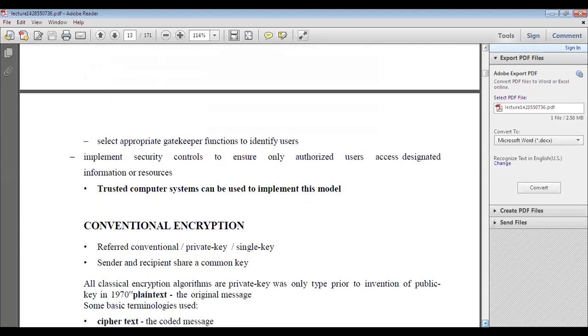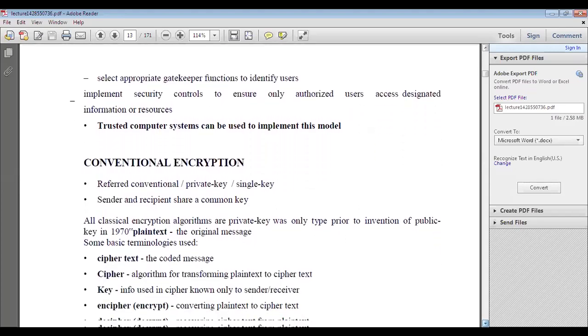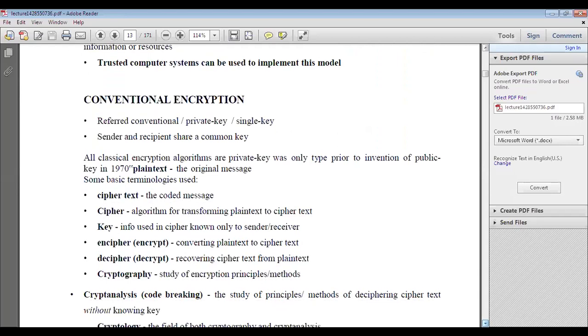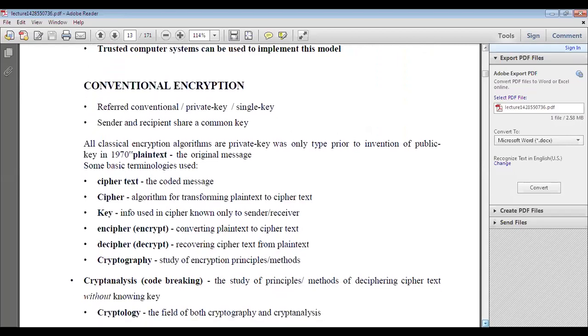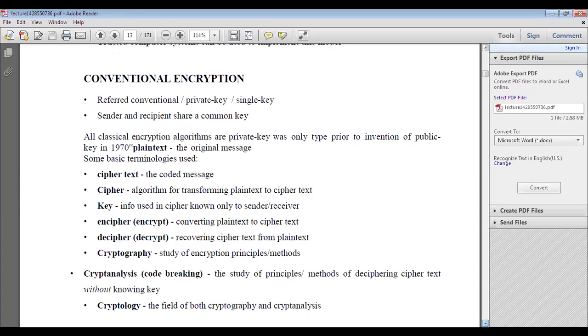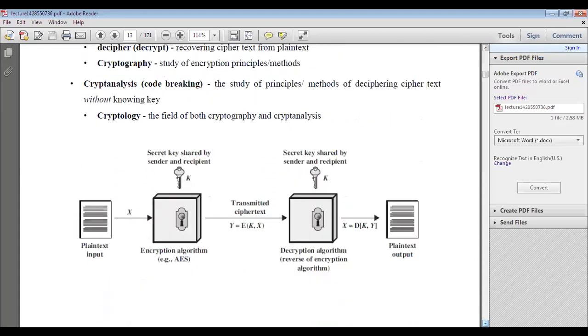So symmetric encryption, we can use to encrypt the data. The plain text is converted into ciphertext. That is the encryption process, and the ciphertext we have to convert back into plain text. That process is called decryption. So all these basic terms you have to discuss.